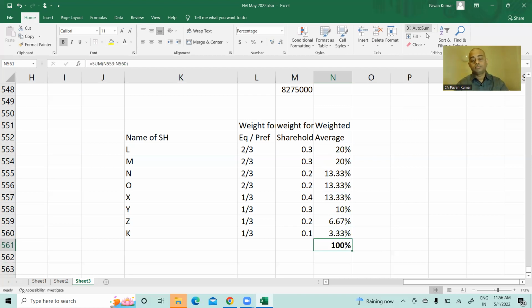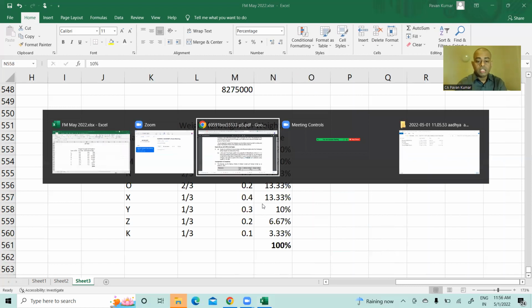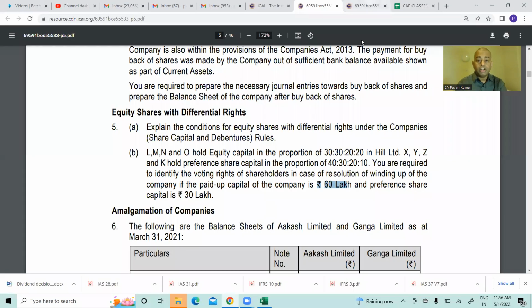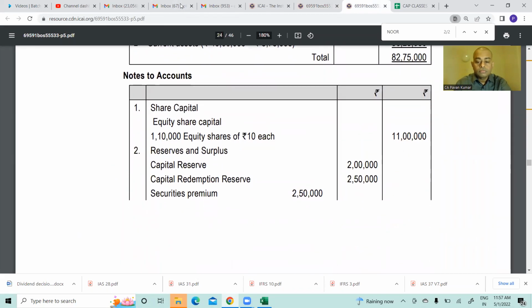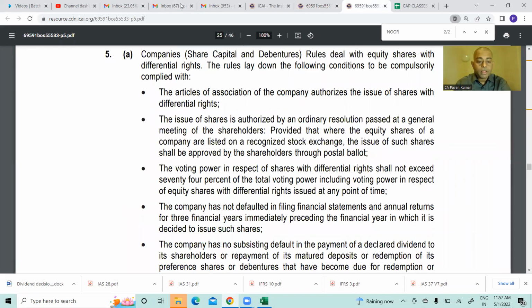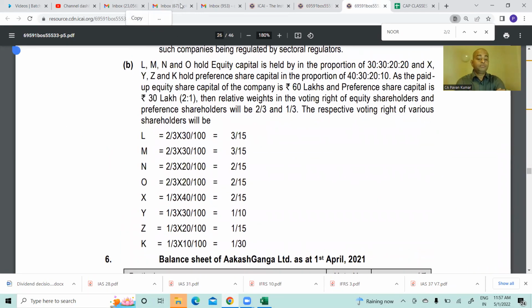You understand? Guys, all of you, please let me know in the chat box. Did you understand this? Very good. So let us see how ICAI solved it. This is the one. So did we get these answers? L, M, N, O, X, Y, Z, K.